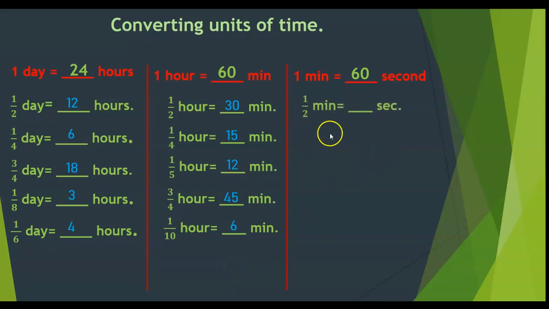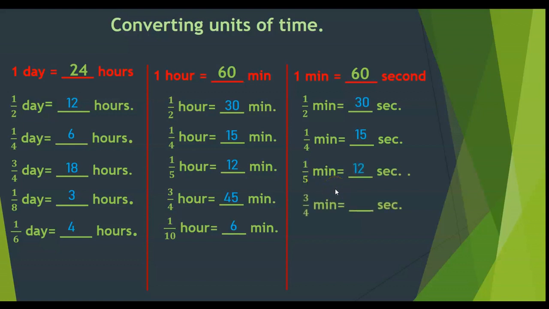Now, let's see some important conversions between minutes and seconds. Half minute is 30 seconds. A quarter minute is 15 seconds. It's exactly the same as the hours because there are 60 seconds in 1 minute, same as minutes and hours. And 1/5 minute equals 12 seconds, and 3/4 minutes equals 45 seconds, and 1/10 of a minute equals 6 seconds.